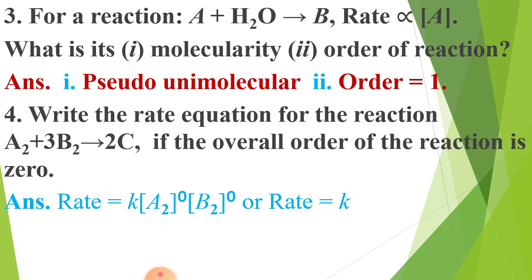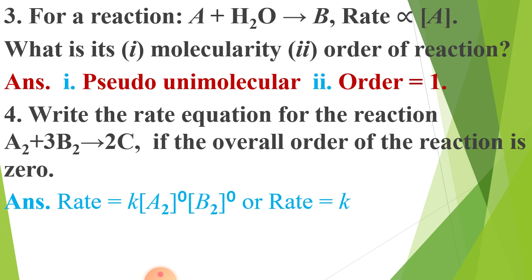Now question number 3. For a reaction A plus water giving B, the rate is directly proportional to A. What is its molecularity and order of reaction? Now look at the answer. Here A plus water, as you know, water is always taken in excess amount. So the water molecules should be neglected. That's why it looks like bimolecular, but it behaves as unimolecular. Hence we use the term pseudo. Pseudo means false. Pseudo unimolecular.